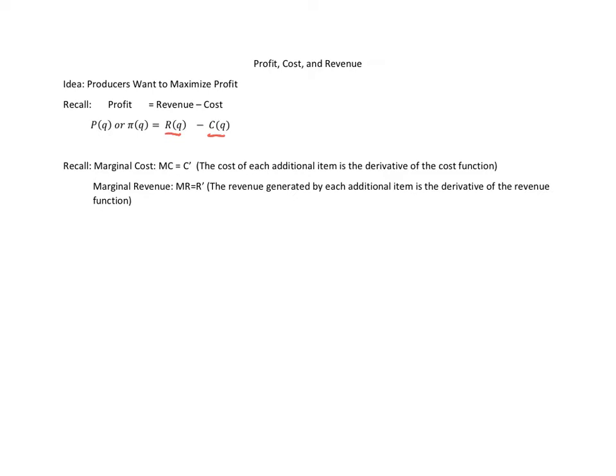Also keep in mind marginal cost. Marginal cost is the cost of each additional item. It's the same thing as the derivative of the cost function. And marginal revenue is the revenue generated by each additional item. And that is the derivative of the revenue function.